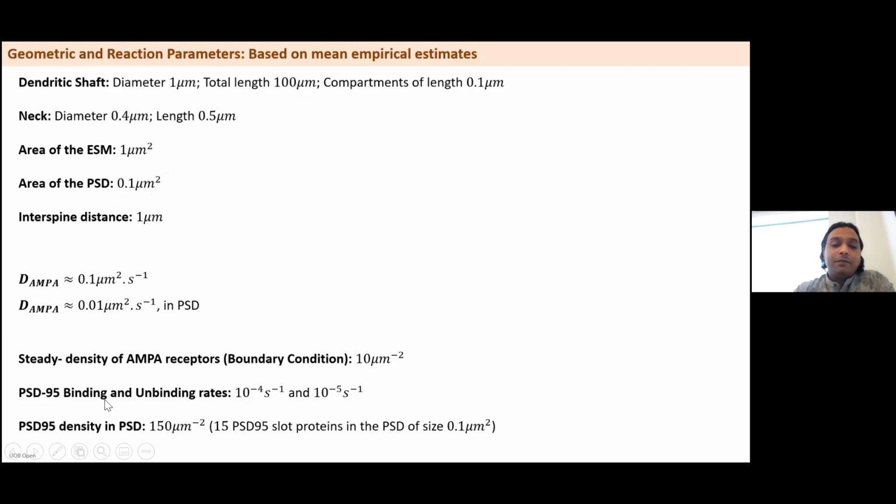The PSD95 binding and unbinding rates are 10 to the power minus 4 per second and 10 to the power minus 5 per second. The PSD95 density available for AMPA receptor binding in the PSD is 150 per unit micrometer square. So in the area of 0.1 micrometer square of the PSD, we have 15 PSD95 slot proteins to bind.